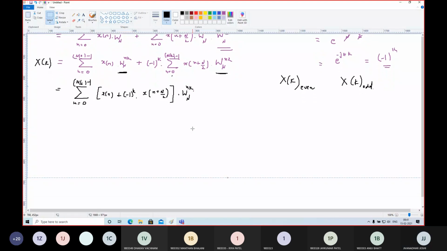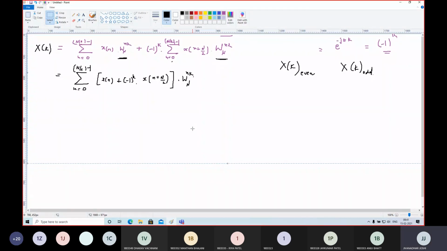Okay, so just try to remember this, because this is going to be our base equation for the first stage, or we can at least derive the equation for the first stage using this term.